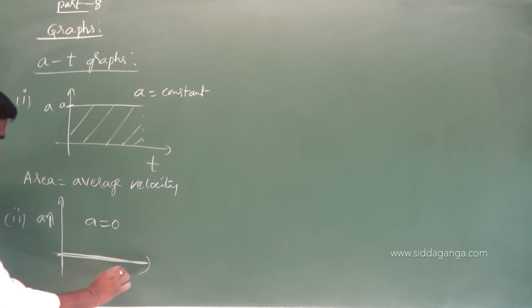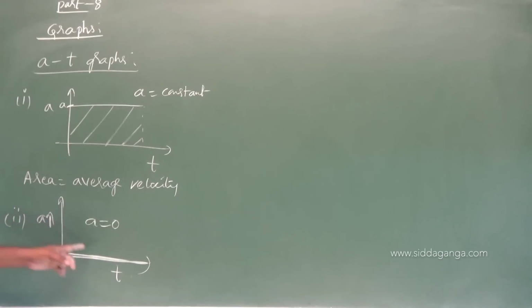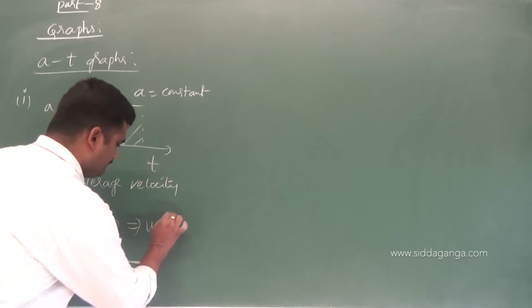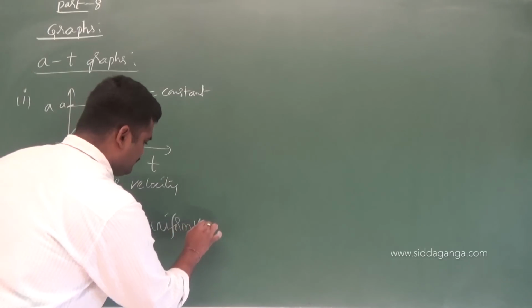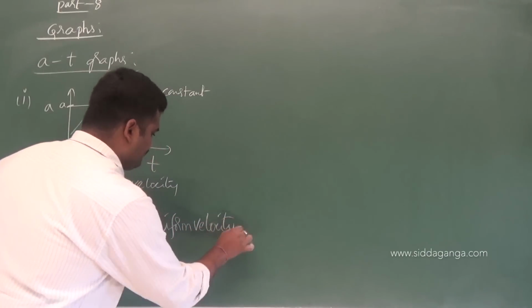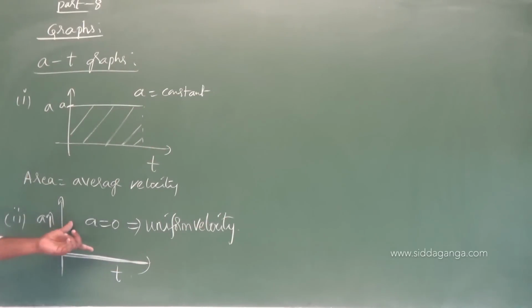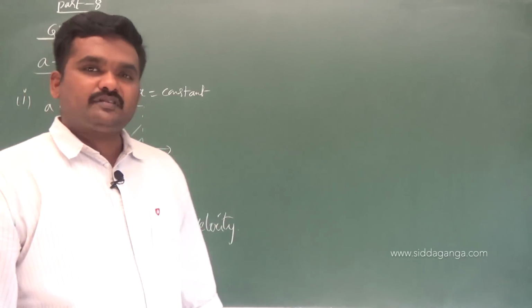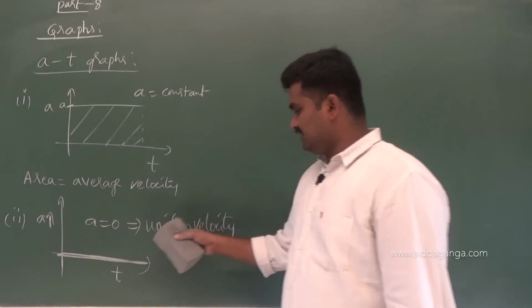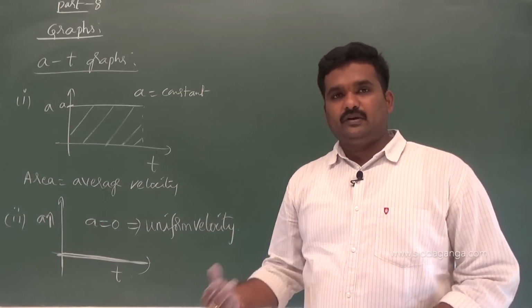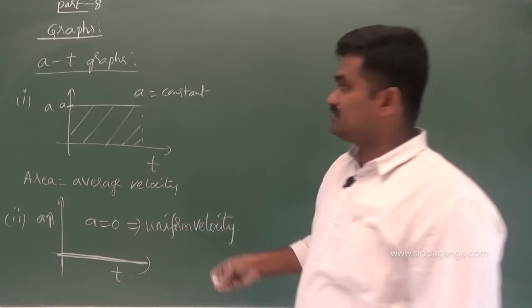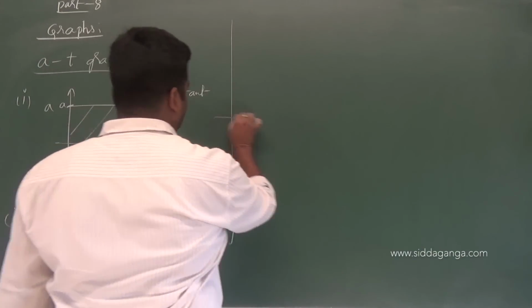What does this represent? Can you tell me? If the AT graph is given like this, A equals 0, what does this represent? When A is 0, V is constant, meaning uniform velocity. For a body moving with uniform velocity, acceleration is 0. This is how you have to represent it along the time axis. For an AT graph, if the graph is along the time axis, then the body is moving with uniform velocity.